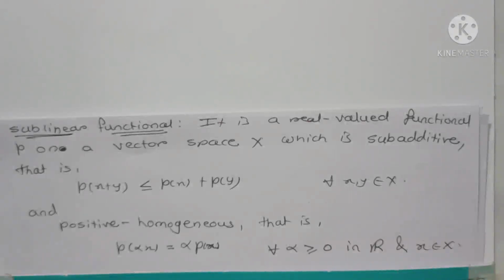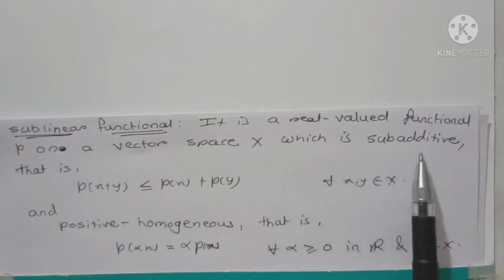Now today in this lecture we see the Hahn-Banach theorem. To see that theorem, first of all we see the definition, and after that we start the Hahn-Banach theorem. So first of all we see the definition of a sublinear functional. A sublinear functional is a real valued functional P on a vector space capital X which is subadditive.